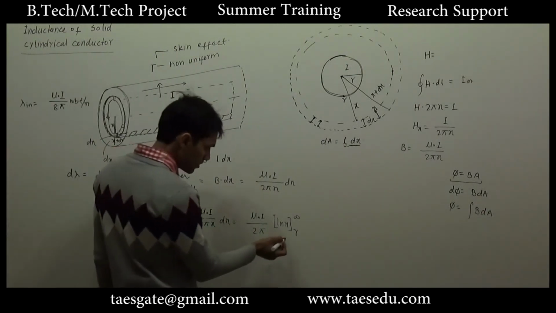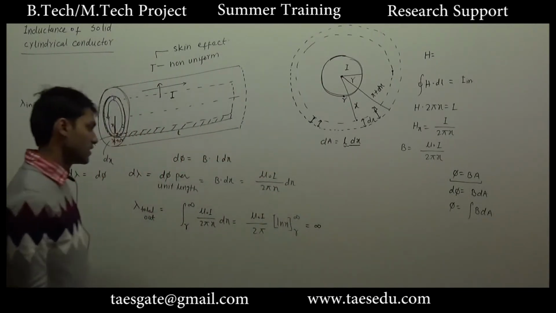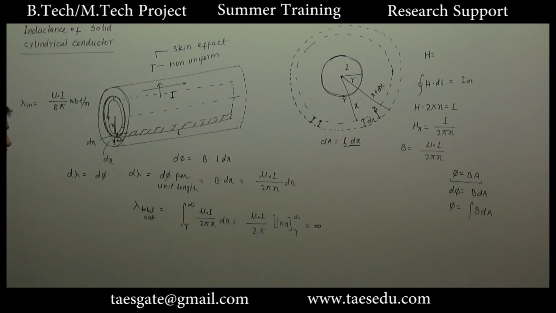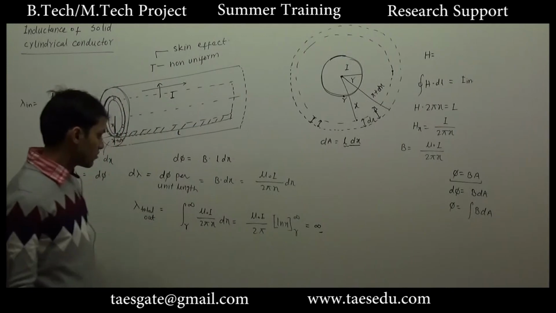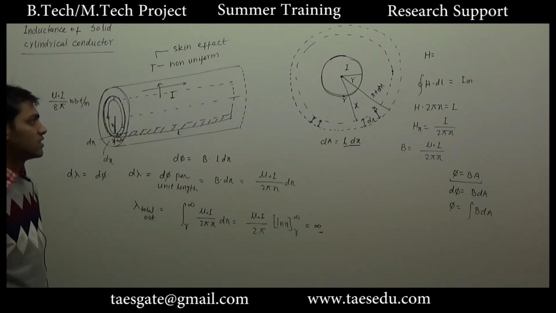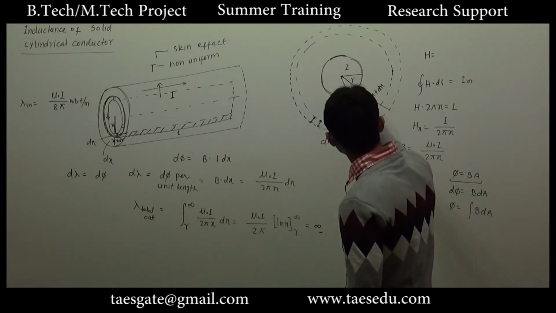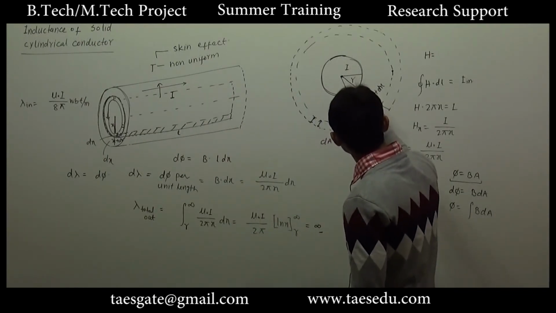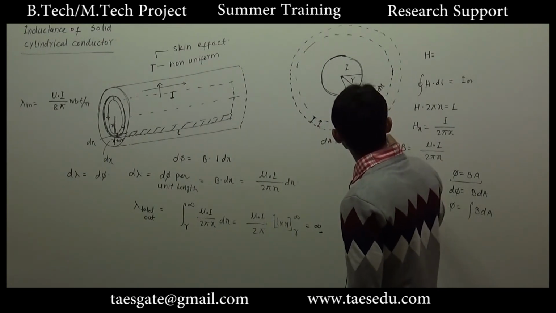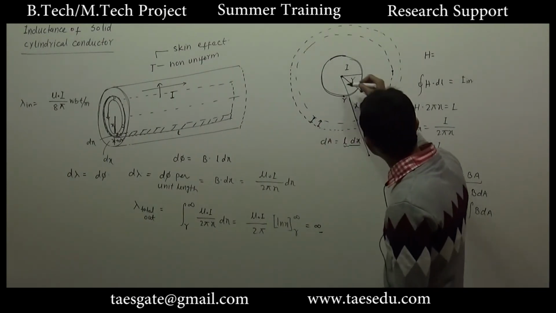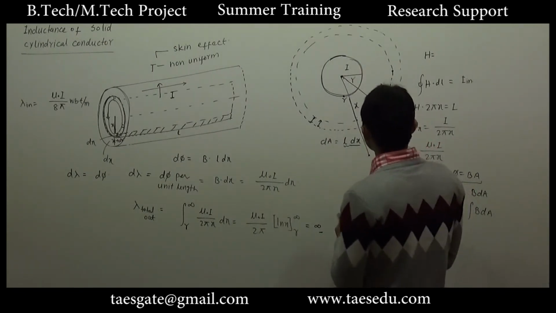Okay, when you calculate this you will get infinity. Total flux linkage is infinity, and this will not give you any conclusive results. So instead of finding the total flux, let us find the flux which starts from radius r and is confined between radius r and a radius, let's say d.